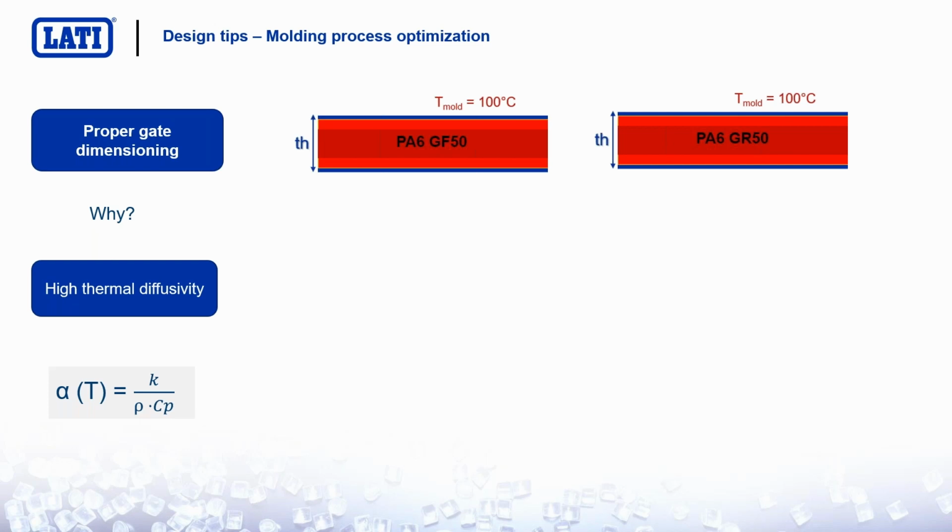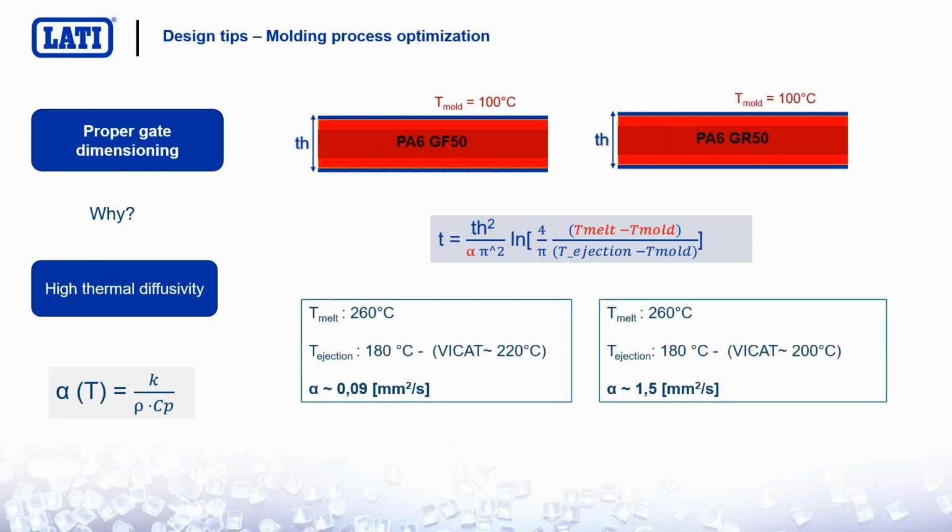Indeed, here, just to give you an idea of the different cooling time between a polyamide 6 with 50% glass fiber and a polyamide 6 with 50% graphite, we will apply a simple formula which can give us an estimation of the time needed to reach the ejection temperature. For simplicity, we will apply the same melt temperature and the same injection temperature to have a better comparison.